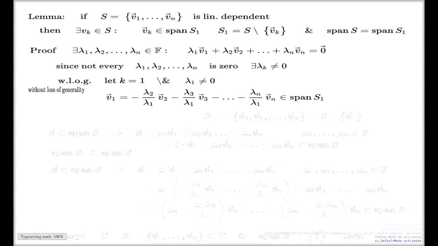And that's obviously in the span of S1, right? Because this is a linear combination of the vectors v2, v3, and vn, where S1 is my original set. It's the set of the vectors like in the original one, but without v1. You see, v1 is missing in S1. And that's the solution. That's the proof for the first part of this lemma.